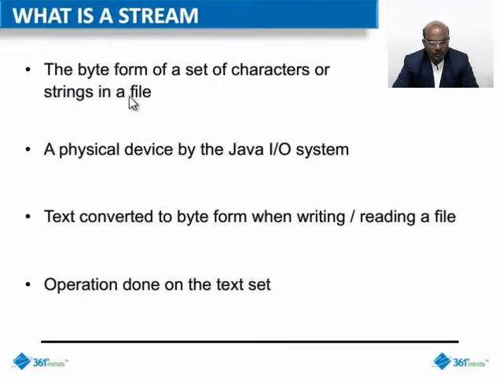So it is in the byte form of a set of characters, or it is also in the form of a string. It is a physical device in which the Java input-output system works. So the Java input-output system should either store the data in memory, or it also stores the data in a file. The text is converted to the byte form when reading or writing, or it can also be read as a character, and the operations that are being done are on the text that is being inserted or read.